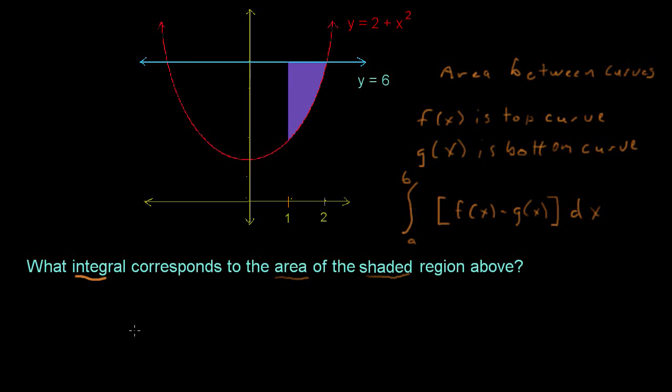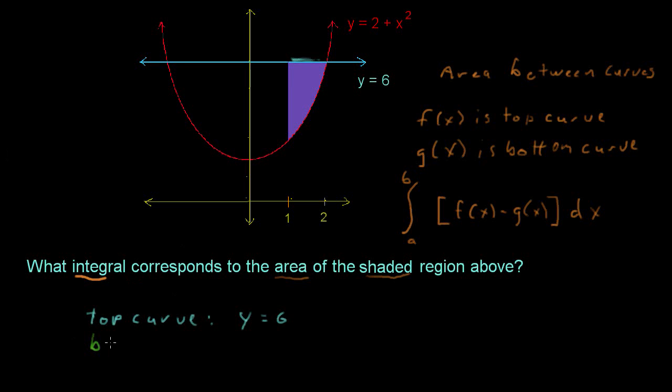Okay, so let's take a look at our problem. What is our top curve? Which curve is on the top here? Well, the top curve is the one that bounds the region on the top, and it's a straight line. It's y equals 6. So our top curve is y equals 6. There it is. And what is the bottom curve?